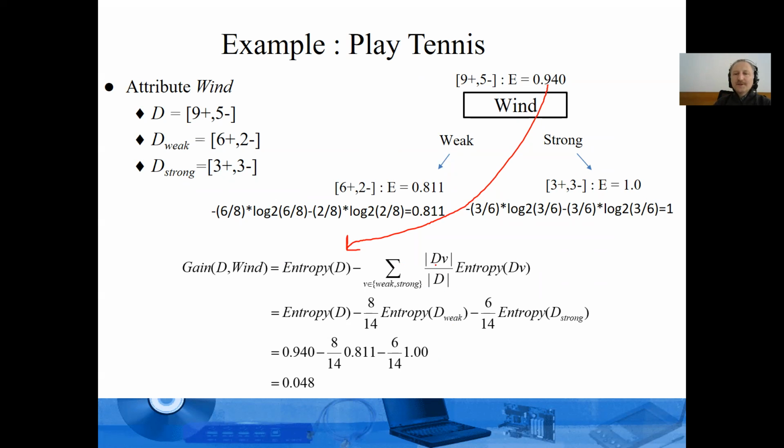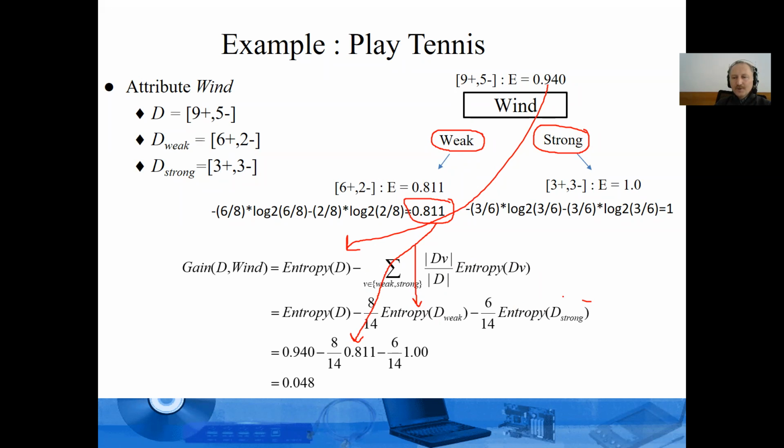So this is a subset. What is the size of the subset? We have two subsets: one of them is weak, the other one is the strong subset. We already calculated these. The entropy of the subset D weak was already calculated here. We are just plugging this one into the formula, into this place.